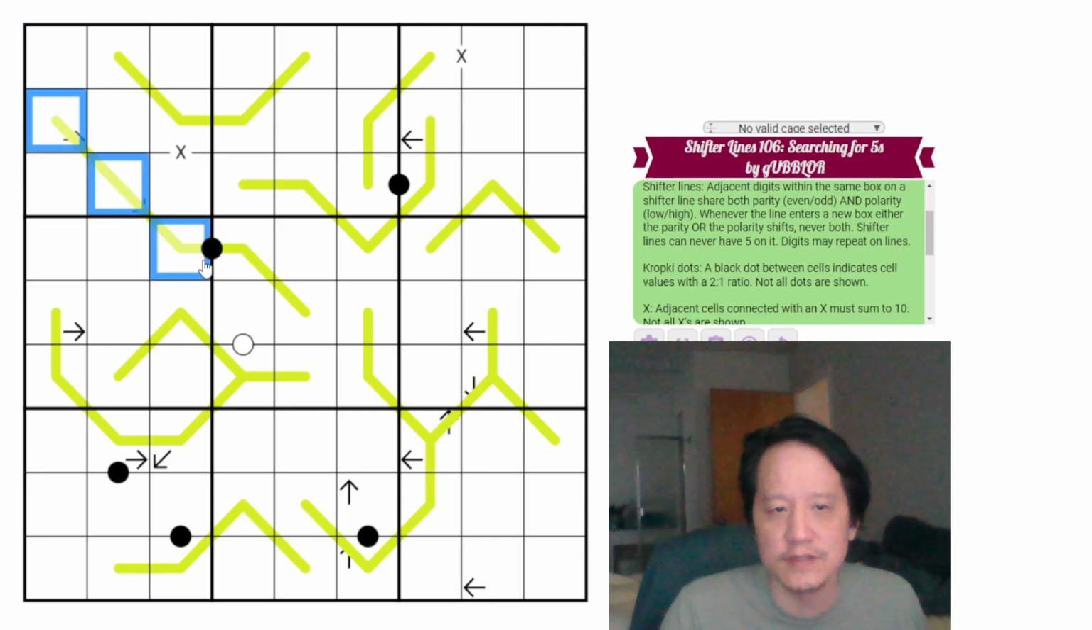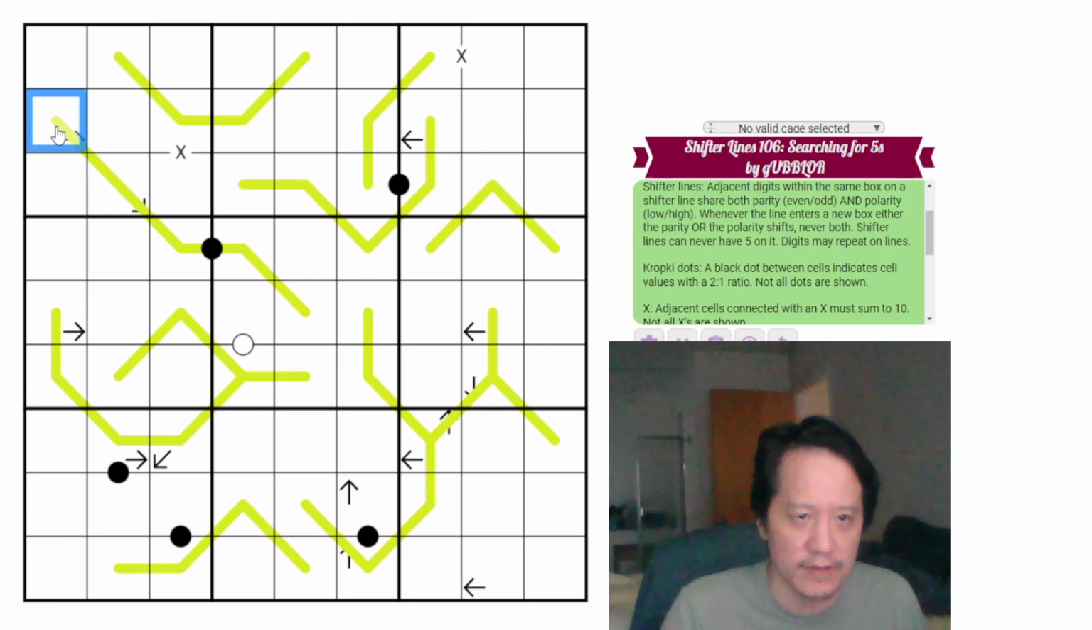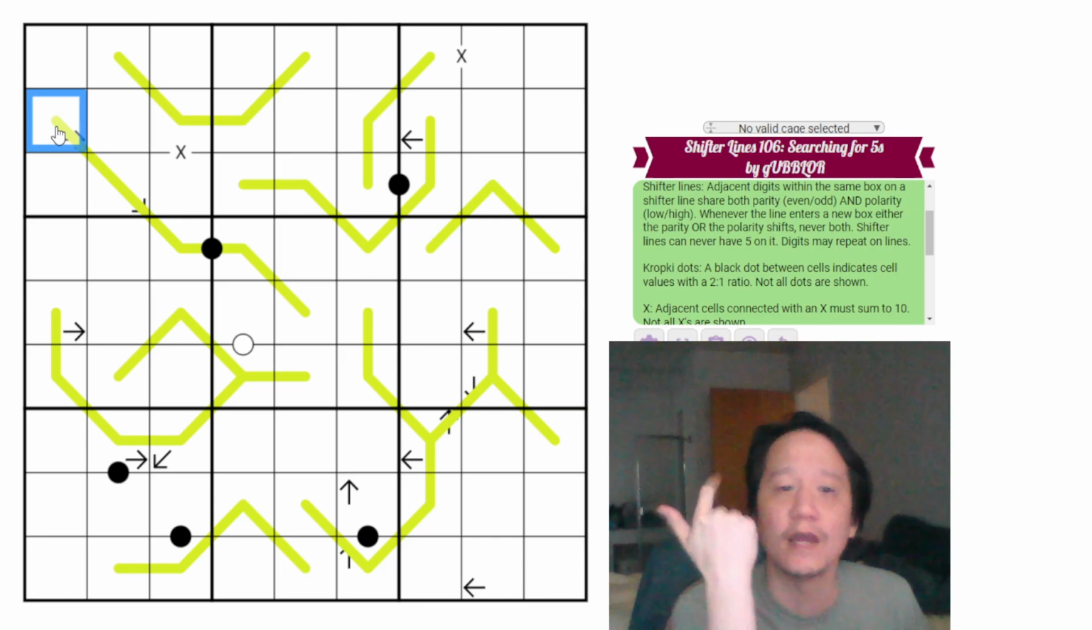These are the shifter lines, I guess. And within a box, adjacent digits must share the even and oddness and the polarity, the high and low. Whenever the line enters a new box, either the parity or the polarity shifts, never both. Okay, interesting. So that means, say, these are both odd or whatever. Oh, they have to be the same parity and polarity.